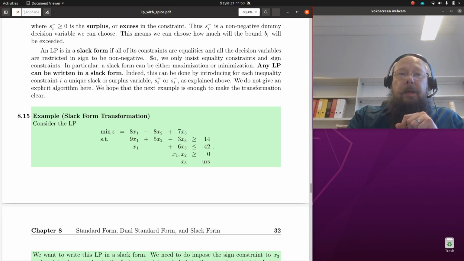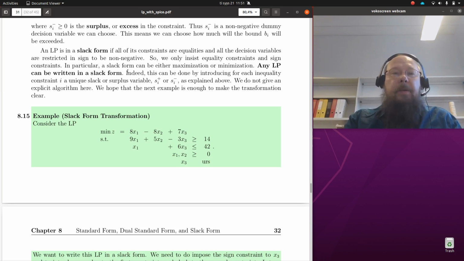So slack form can be either maximization or minimization, for example. This is pretty much all the freedom we have left. Then, an important thing: any LP can be written in slack form, and how to do it is not difficult. Formally this is very easy, although sometimes writing it down is a bit tedious.